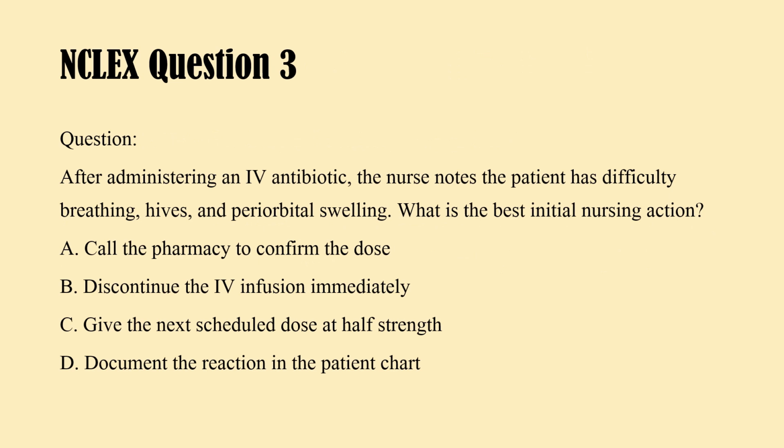NCLEX practice. Question 3. After administering an IV antibiotic, the nurse notes difficulty breathing, hives, and periorbital swelling in the patient. What is the best initial nursing action? A. Call the pharmacy to confirm the dose. B. Discontinue the IV infusion immediately. C. Give the next scheduled dose at half strength. D. Document the reaction in the patient chart.